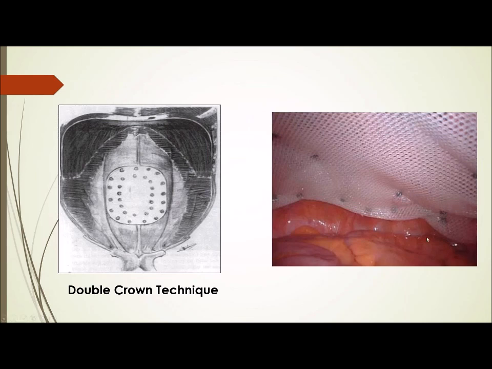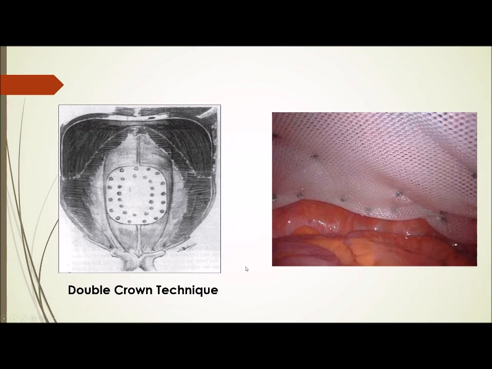The method of applying the fixators or the tackers is a double crown technique. See, one crown here and one crown here. Now basically the second crown is that the tacker is lying in between these two. So basically this is what we show. This is how the tacks are applied. One layer outside, one layer inside. That is the double crown technique. But let me tell you, application of tackers in the double crown technique is very, very costly.